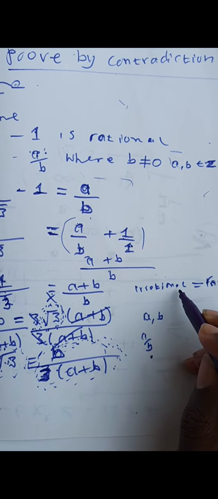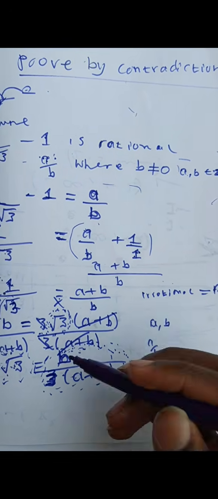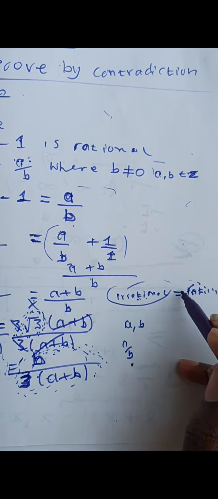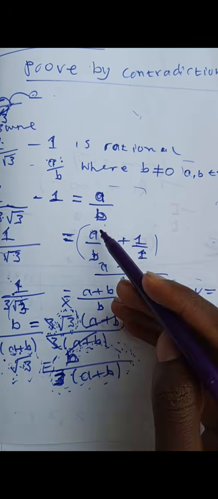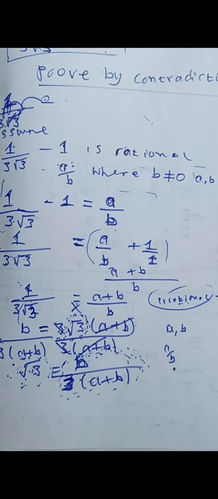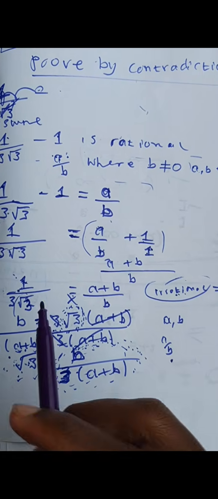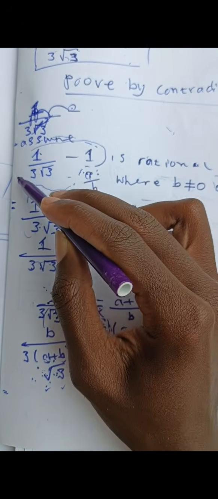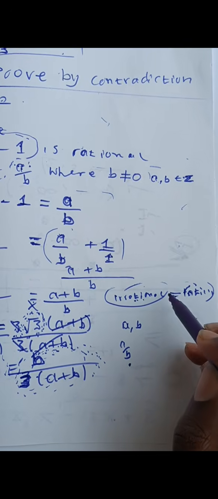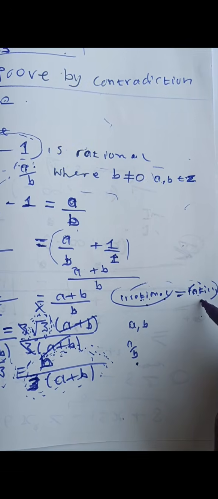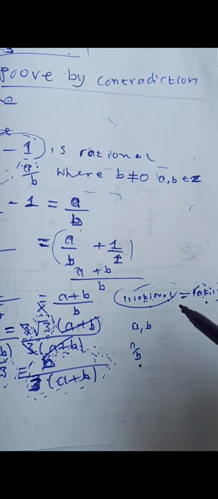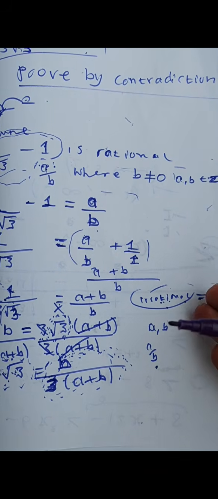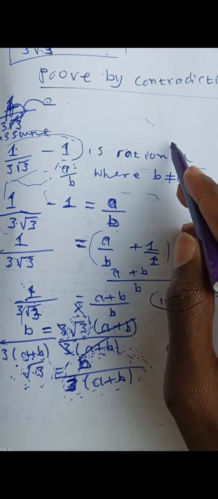Now, there's a contradiction here with what we assumed, because there's no way an irrational value can be equal to a rational value. This means that what we assumed is not correct. We assumed that this is rational, so it's not correct. Listen, if this indeed was rational, there wouldn't have been this contradiction where irrational is equal to rational. So there's a contradiction based on what we assumed.